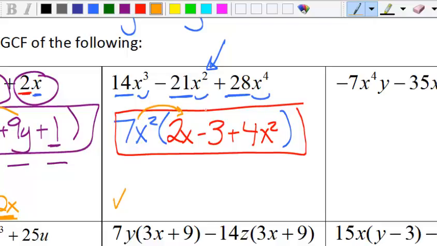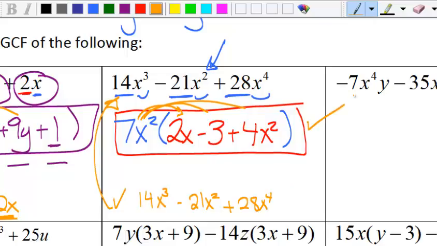So 7x squared times 2x is 14x cubed. 7x squared times negative 3, that's negative 21x squared. And the last one, 7x squared times 4x squared is positive 28x to the fourth. Is that equal to the top polynomial? It sure is. So I know that I've done my answer, and that's correct. Now I'm not going to continue to show you the check, but you're welcome to check your answers anytime you would like.